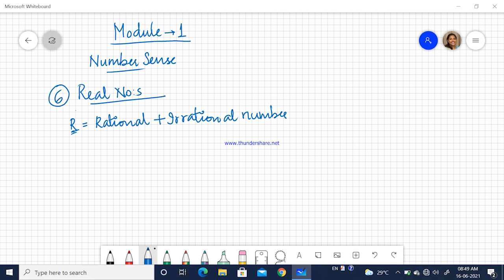Next is rational numbers: any number which can be expressed in the form of p by q, where p and q are integers and q not equal to 0. Some numbers cannot be expressed in the form of p by q; such numbers are irrational numbers. Rational numbers together with irrational numbers form the real numbers.